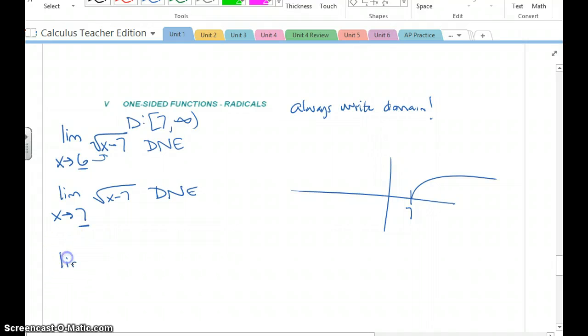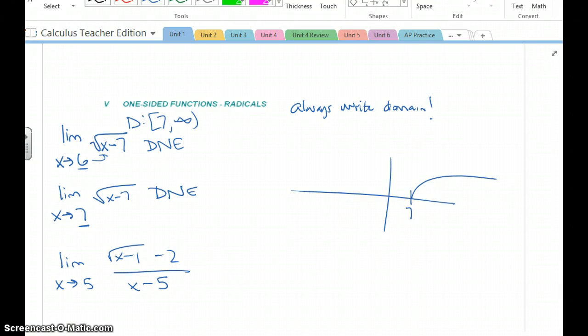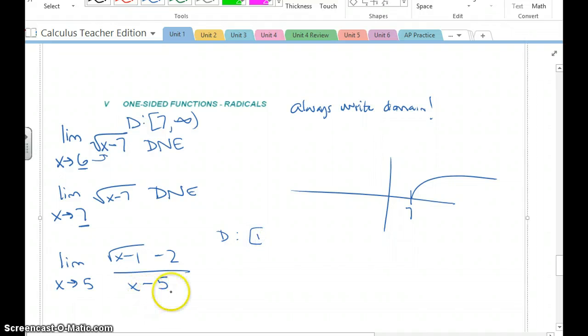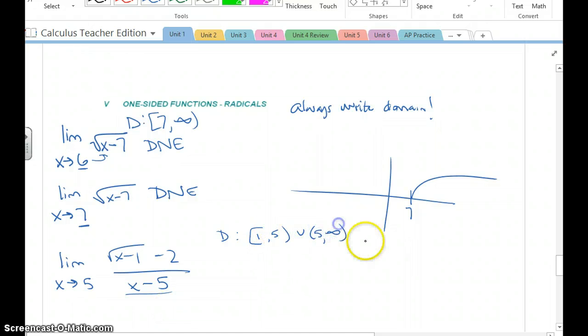So the last one here is the limit as x approaches 5 of the square root of x minus 1, minus 2, over x minus 5. We have two restrictions here, right? We've got the square root up top, so I know that my domain has to be greater than or equal to 1. But I also know that my domain cannot equal 5 because I can't have a 0 in the denominator. So this would be my domain.